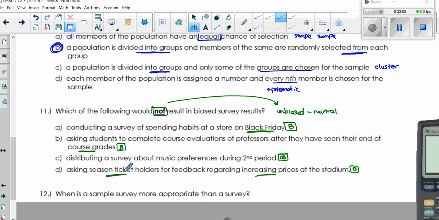So if you look at how we answered this, we can better understand the "not biased" question. There's only one answer that is unlike all the others. So my answer has got to be C.